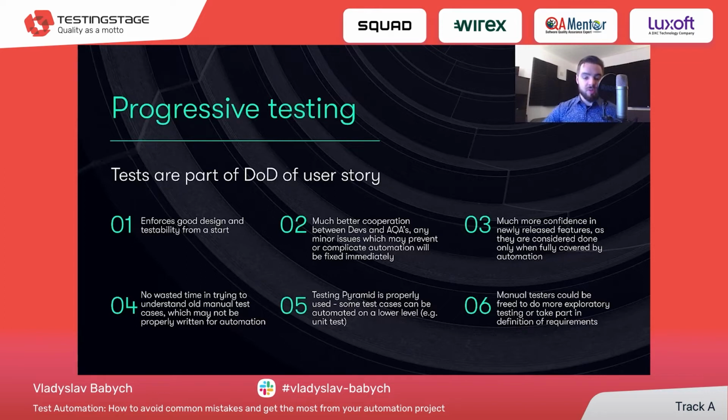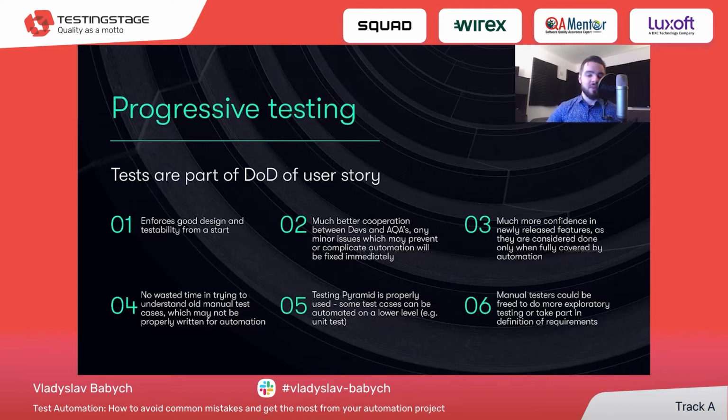The next point is also very important, and this is that the testing pyramid is properly used. So you're probably aware of the testing pyramid, that the higher level of tests we do, so for example UI tests or end-to-end tests, the fewer of them there should be, because they're quite slow, they're unstable, and they take a lot of time. And if you don't work with developers on the same features at the same time, how can you enforce this testing pyramid?